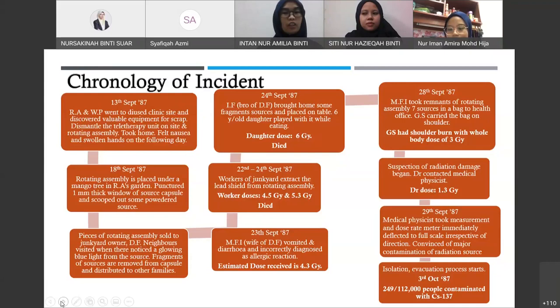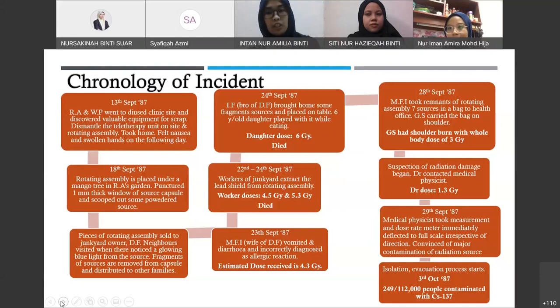And her coffin is actually made of lead to minimize the exposure to radiation. On 28th of September, the wife felt something was wrong, so she took the remnants of the rotating assembly in a bag to a health office. And thank God that one of the doctors recognized that the burns and the skin lesions were symptoms of radiation damage.